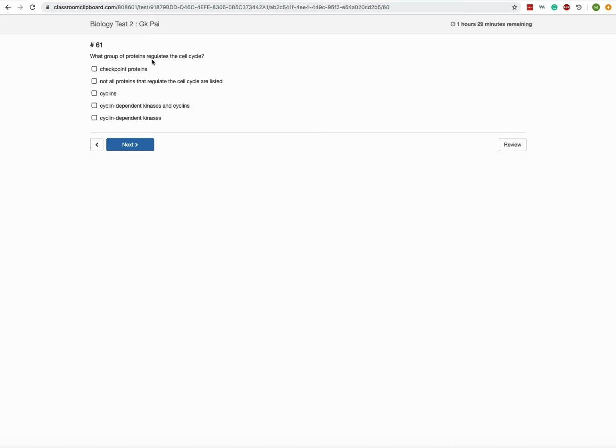What group of proteins regulates the cell cycle? Well, cyclin-dependent kinases and cyclins regulate the cell cycle. However, I made this question really tricky. There are also negative regulators that I did not list here, so actually it's B. I did not list all the proteins in this question, because there are negative regulators as well.